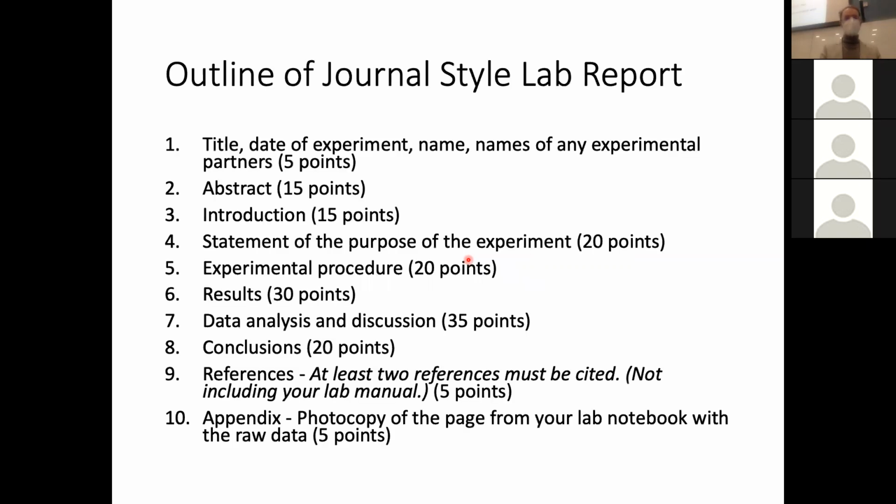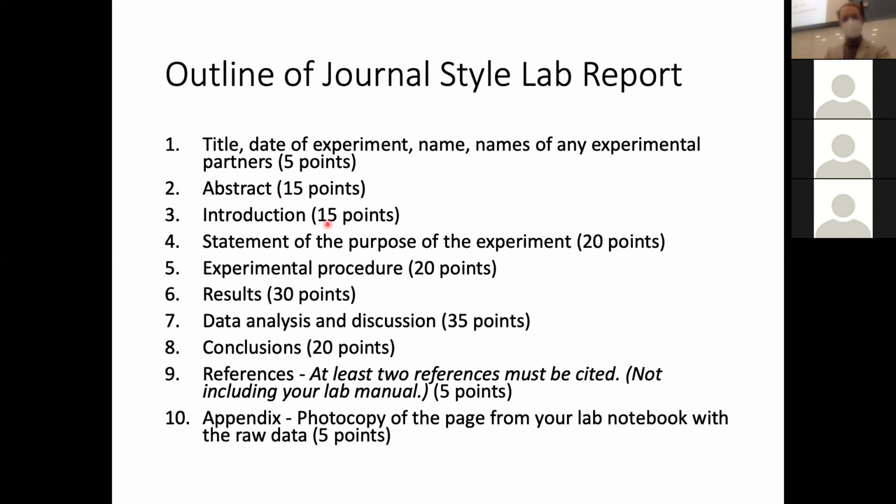Okay, so the rubric is given here. Some of the elements are the same as for the short reports, but there are also some additional elements that need to be included in this special journal style lab report. You need to include title, date of experiment, your name. If you worked with anyone, include their name. You're going to include an abstract, and I'll go over what needs to go into all these sections in the following slides. The abstract is basically a summary of what you did, including the main result.